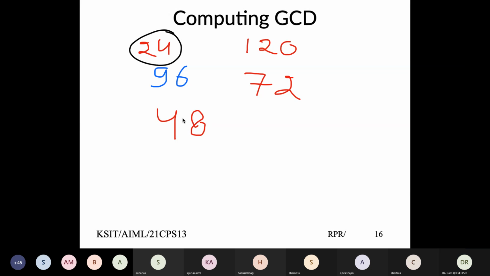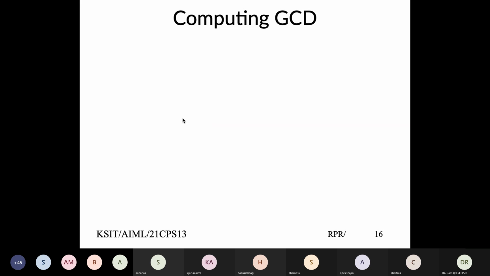Let me try another one. Let's say the numbers are 24 and 90. Can you tell me what the smallest number would be? 24, sir. Okay, let's play the game. Give me the next number.